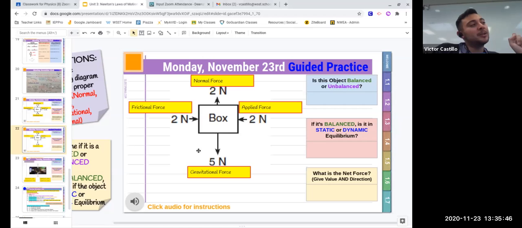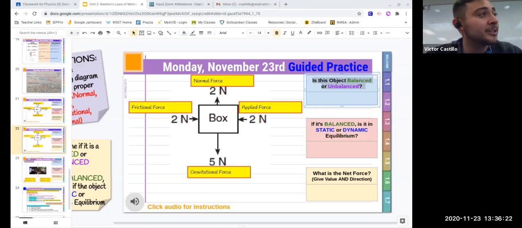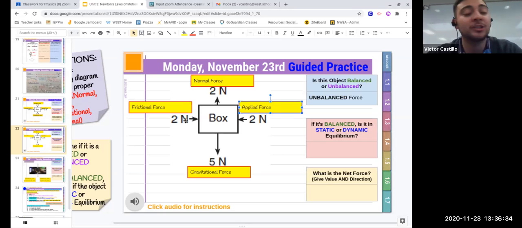So just by looking at this image and this image alone, is this object balanced or is it unbalanced? Yes, this one literally is considered unbalanced. It's an unbalanced force. Because look, we've got frictional force and applied force. They're both pushing the box at 2 newtons of force. So it's not going to go anywhere. It's staying there. However, the normal force is about 2 newtons facing up, but the gravitational force is 5 newtons facing down. So this is not equal. This is very uneven, unequal. So it's considered an unbalanced force.